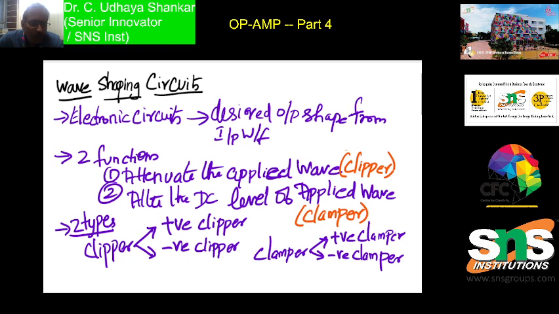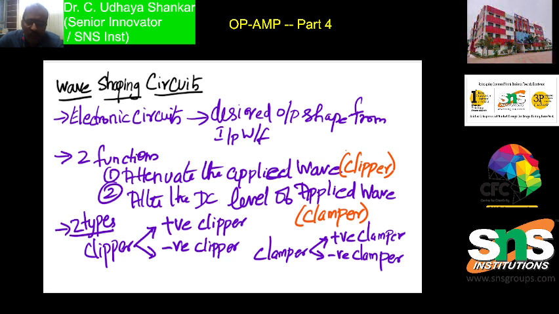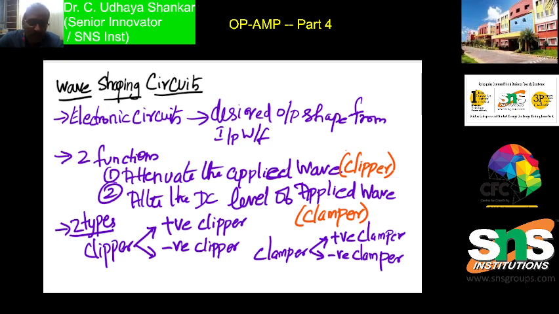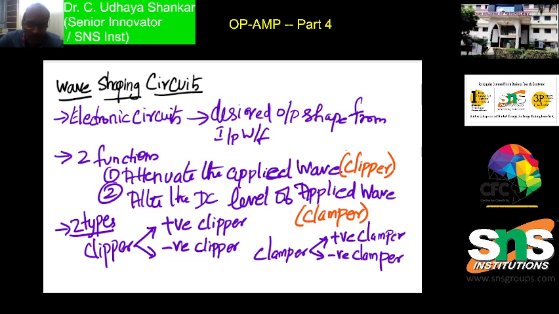Today I am going to present the next OpAMP circuit, that is the clamper. Before that, I will just give you a short introduction of what a wave shaping circuit is. As you all know, a wave shaping circuit is an electronic circuit in which we get the desired output shape from any input waveform. So that is called a wave shaping circuit.